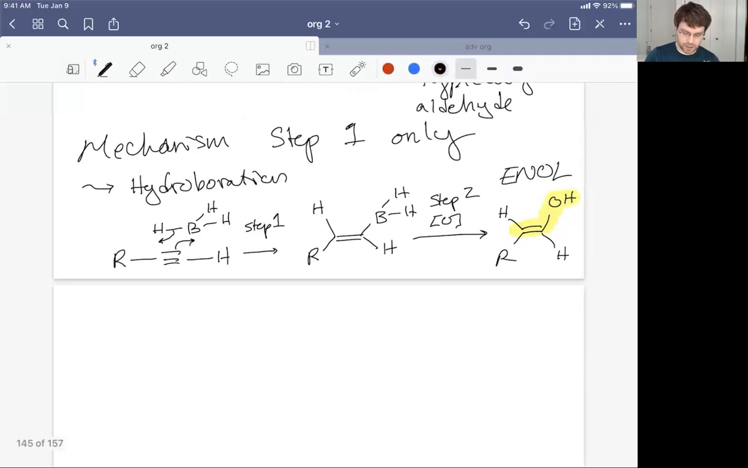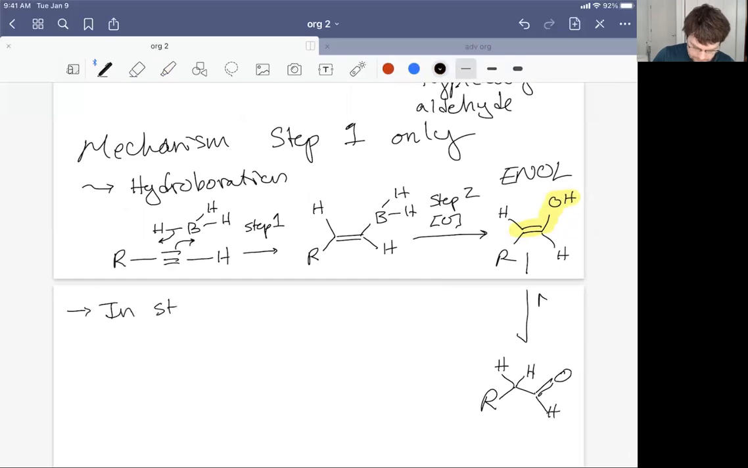And enols undergo tautomerization to form ketones, and the equilibrium generally favors the carbonyl form. Okay, so let's take some notes over this. In step 1, a carbon-boron bond forms at the less substituted carbon atom.